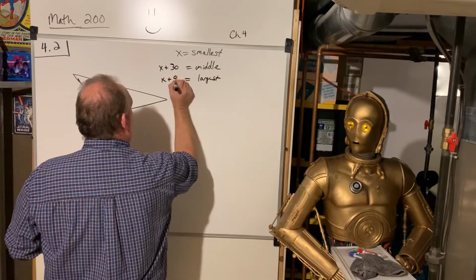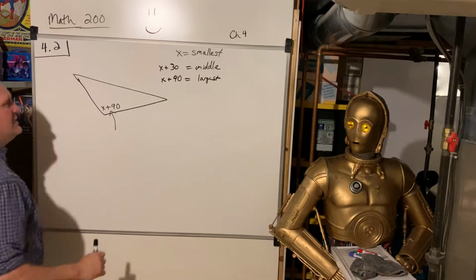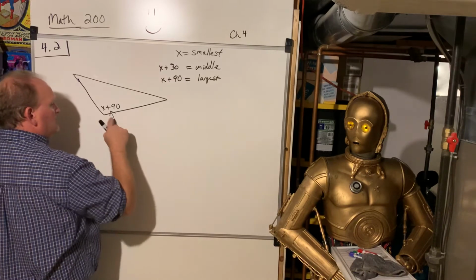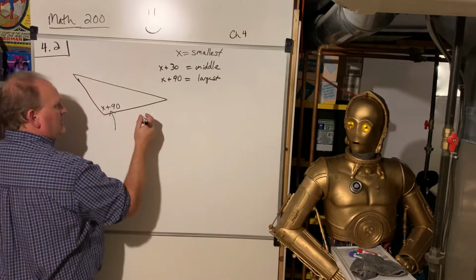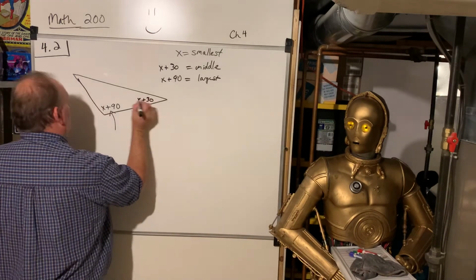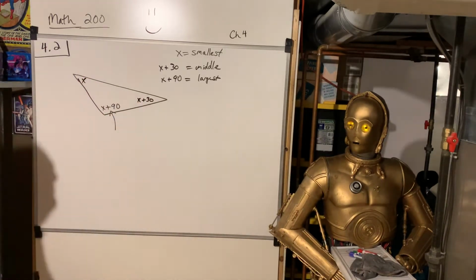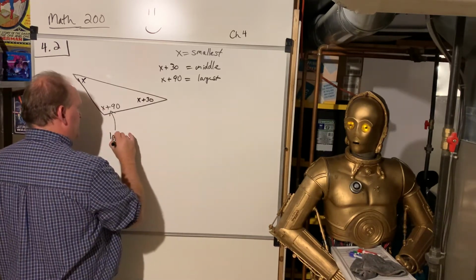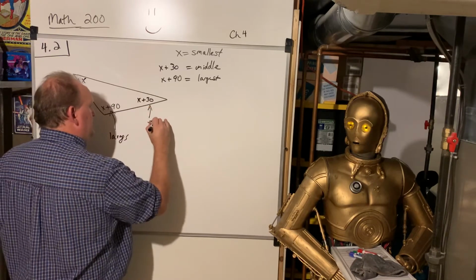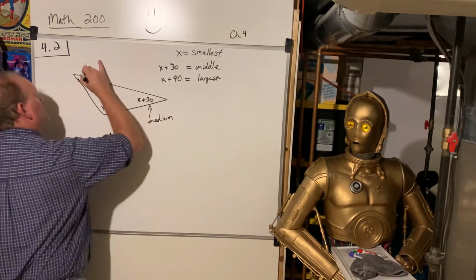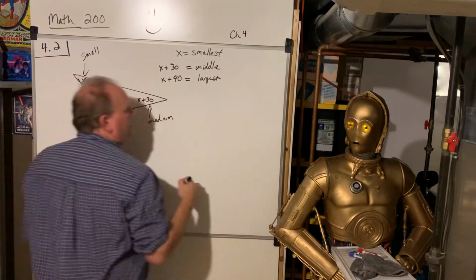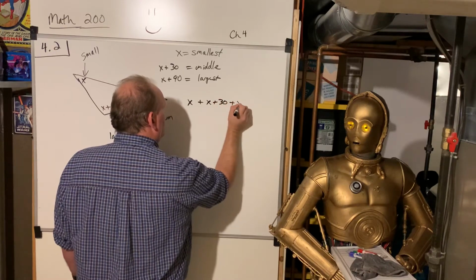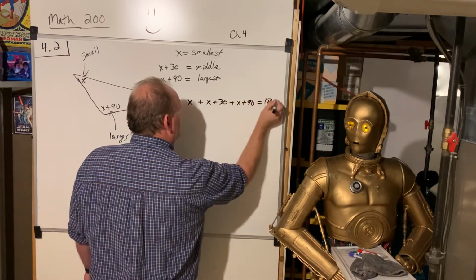All right, so this isn't really going to be a system because we can set it all up. We put it all in terms of x already. So x plus 90, x plus 30, and the smallest one is x. And so now when you add up the interior angles of a triangle, it adds up to 180. So that's the largest, that's the medium, and that's the smallest. So when you add them together, x plus 30 plus x plus 90, that's going to equal 180.